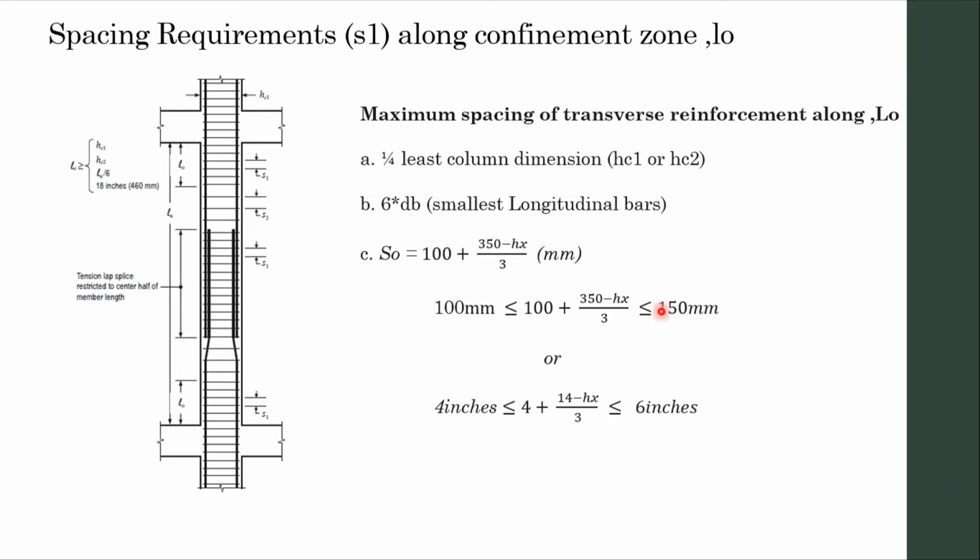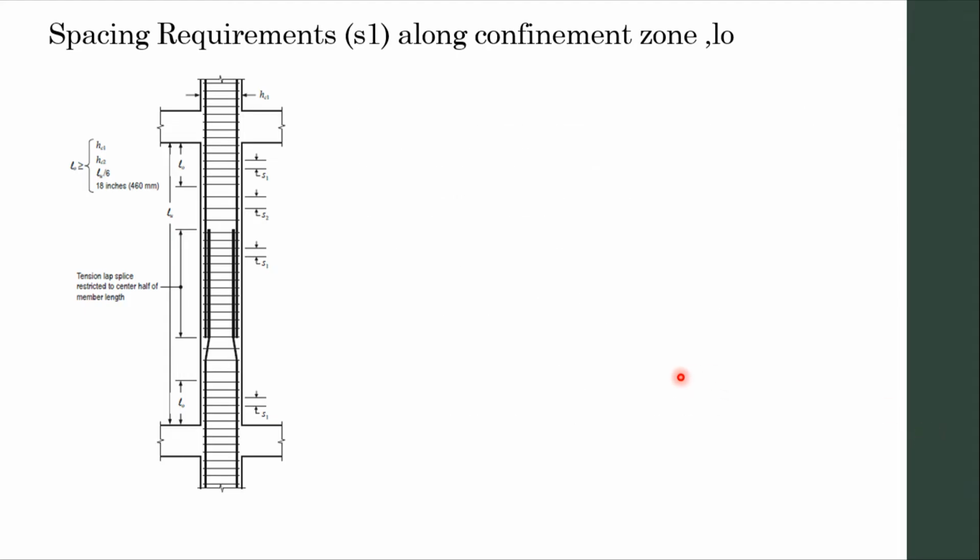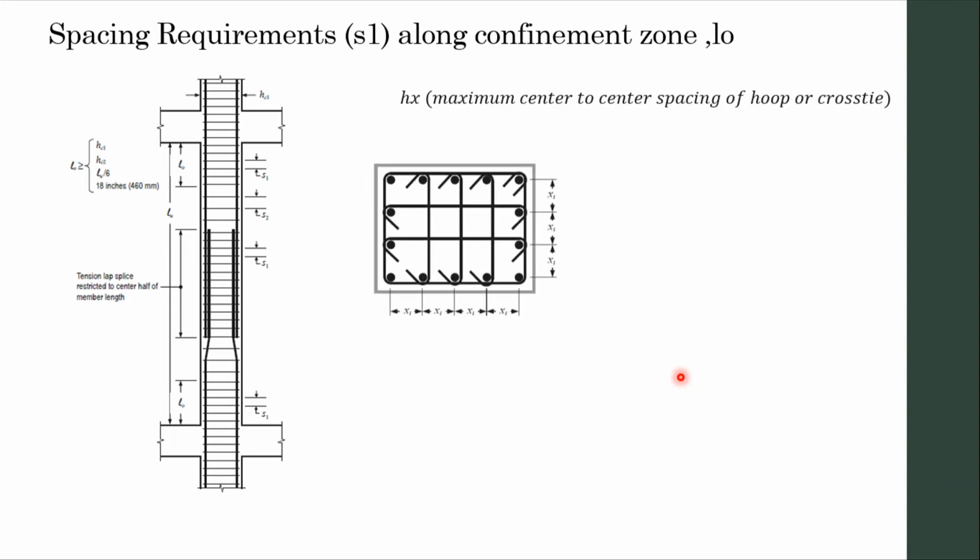Greater than or equal to 100 mm, but less than or equal to 150 mm. Or in English, 4 inches and 6 inches. So, the formula there is 4 plus (14 minus hx) all over 3. So, what is that hx? Our hx is the maximum center-to-center spacing of hoop or the cross tie.